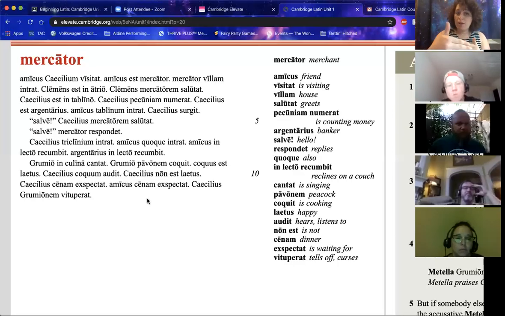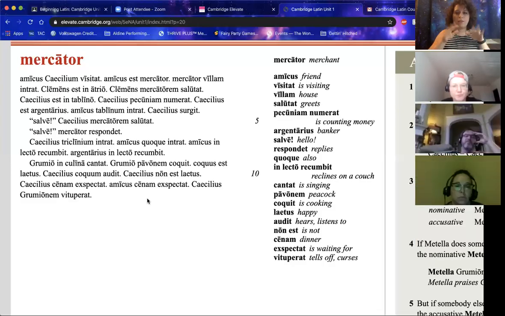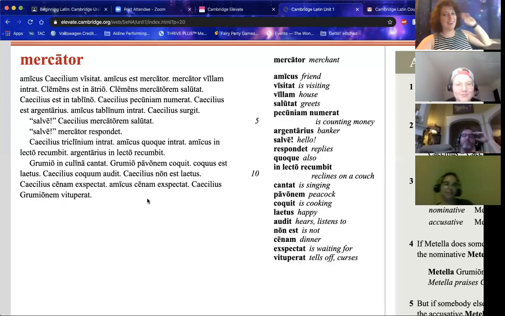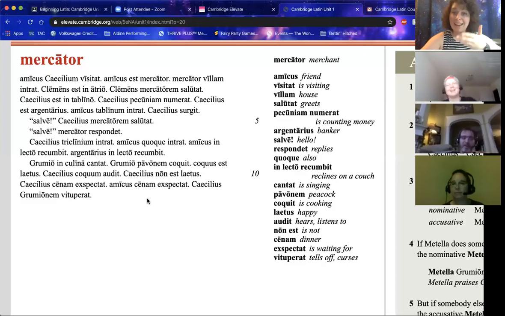Caecilius triclinium intrat, amicus quoque intrat. So where does Caecilius lead his friend? The dining room. And where would that be, in the front of the house or the back of the house? Back. Back of the house, right? So this guy's made it through into that private area, right? Moving on through. Yes. And once they get in there, what do they do? Amicus in lecto recumbit, argentarius in lecto recumbit. Lay down. They lay down.